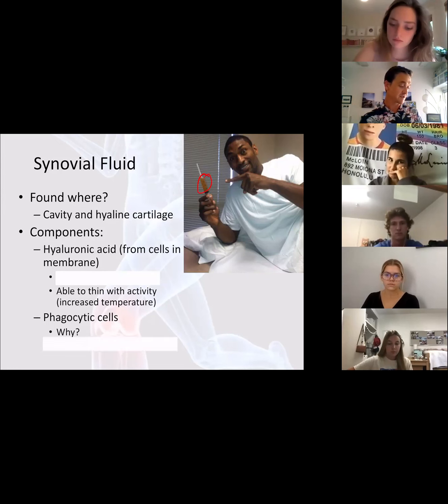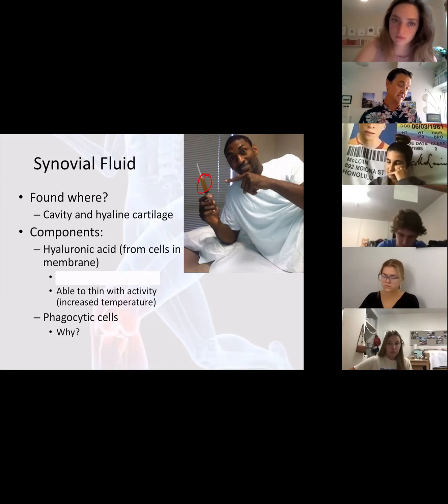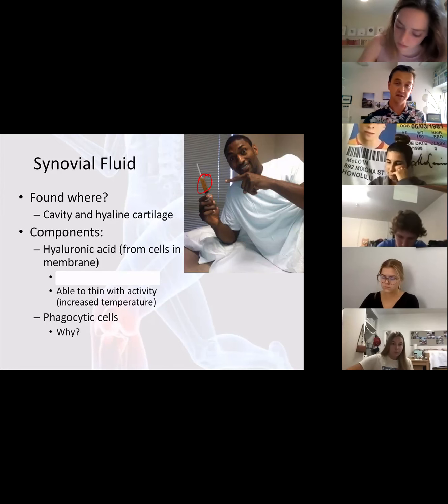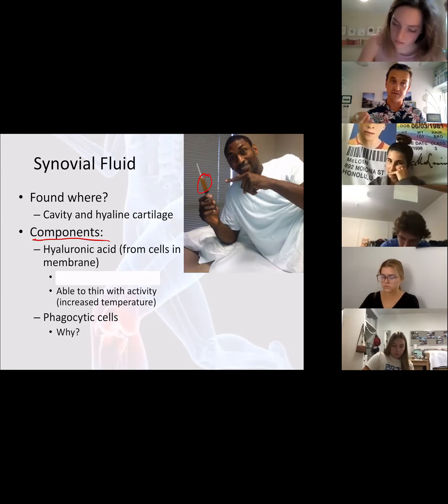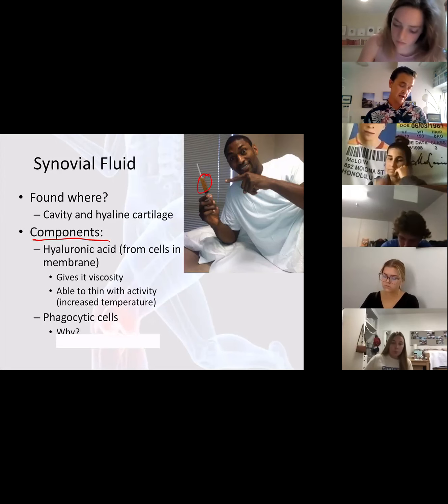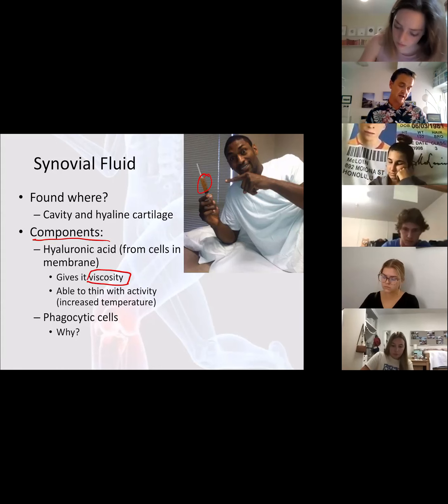So synovial fluid, found where? It's found inside the cavity of the joints, and it's also found in the hyaline cartilage. Like I just said, hyaline cartilage is a reservoir for it. Okay, so what's it made up of? What are the components of it? It's made up of something called hyaluronic acid, and this comes directly from the cells in the synovial membrane, and this is what gives it its viscosity. Okay, so viscosity is that kind of slipperiness, and gives it that lubricating property.